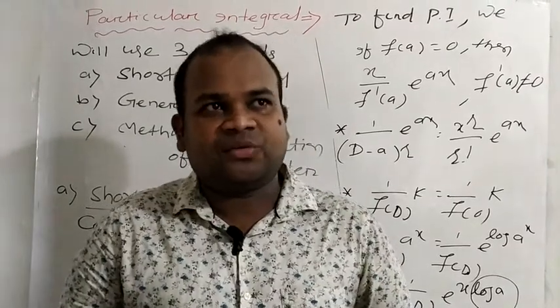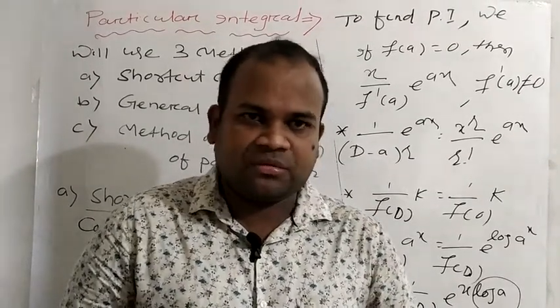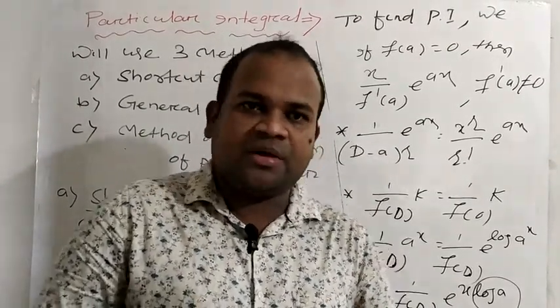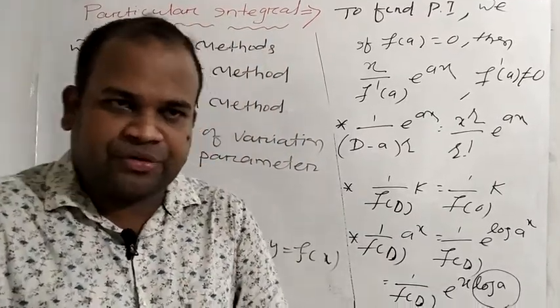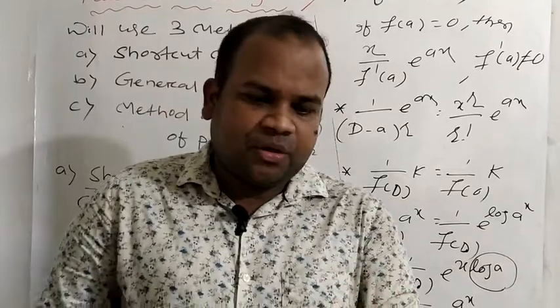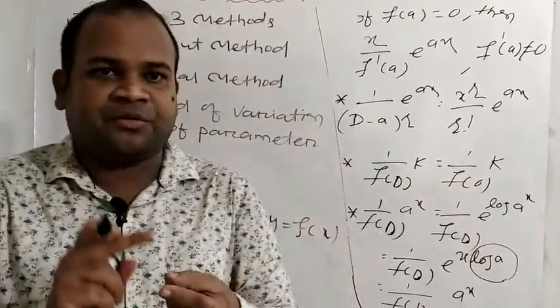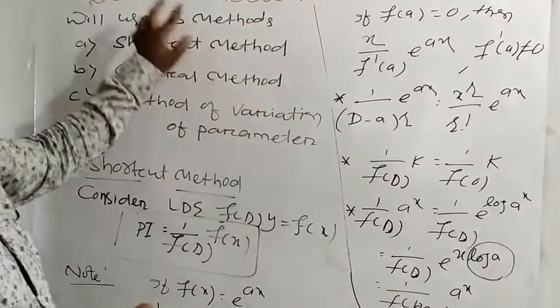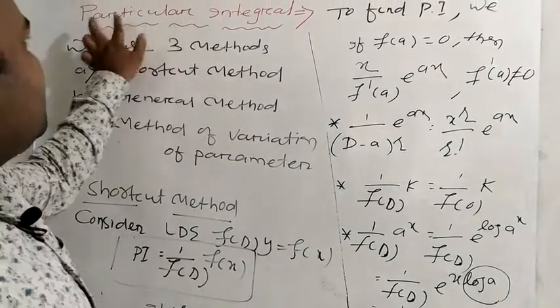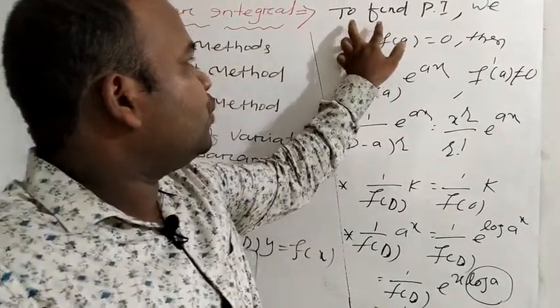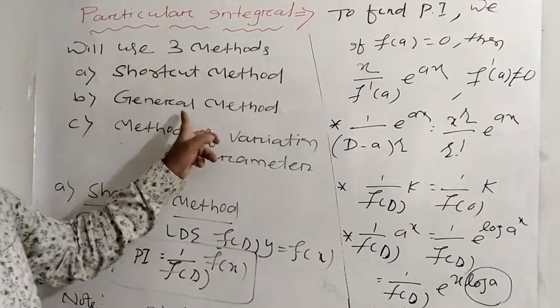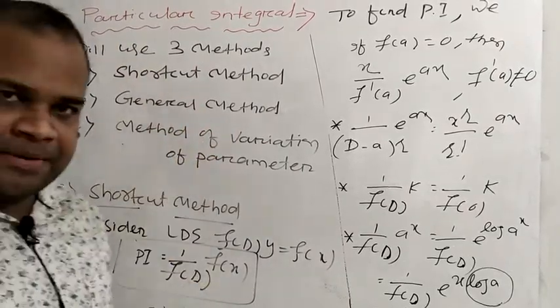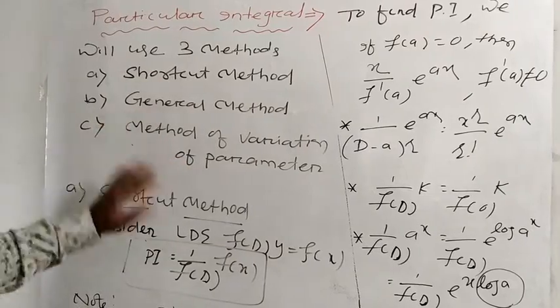In the last lecture, we discussed the complementary function, and in today's lecture we will discuss the particular integral, because for the solution of a linear differential equation we find two parts. One is the complementary function, another is the particular integral. We will find the particular integral using three methods: the shortcut method, the general method, and the method of variation of parameters. First we will start with the shortcut method.